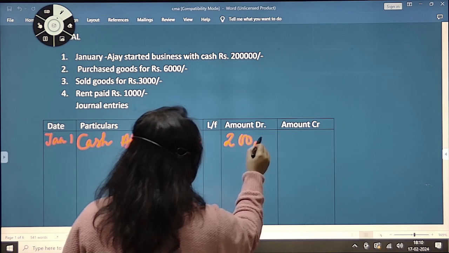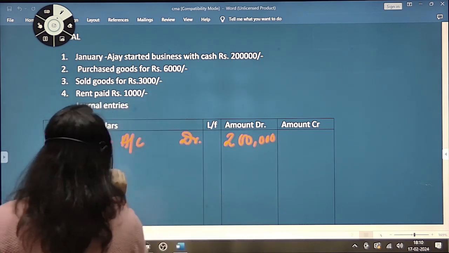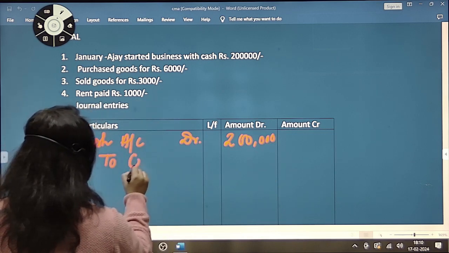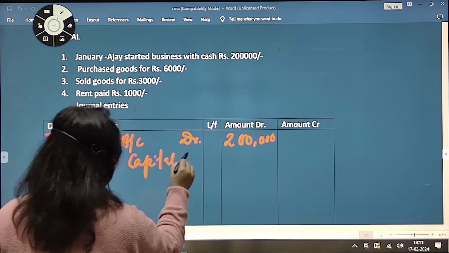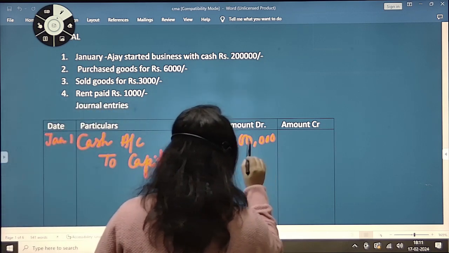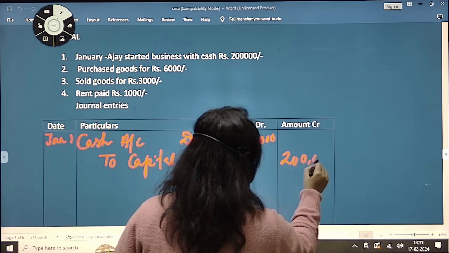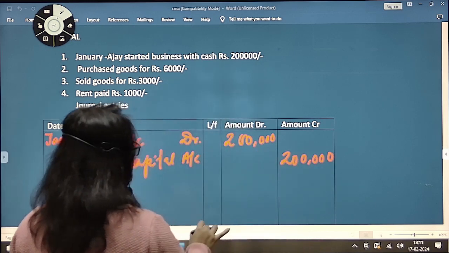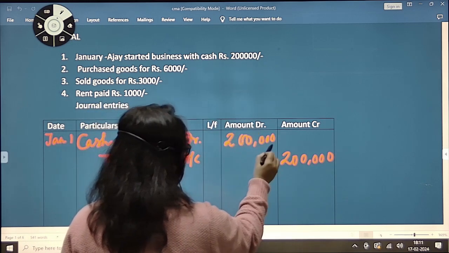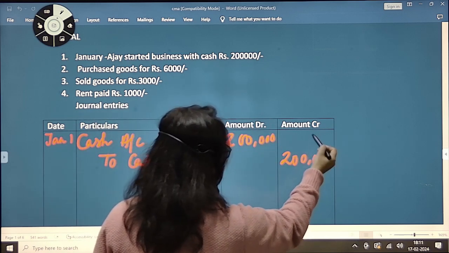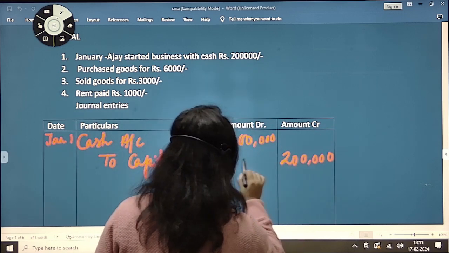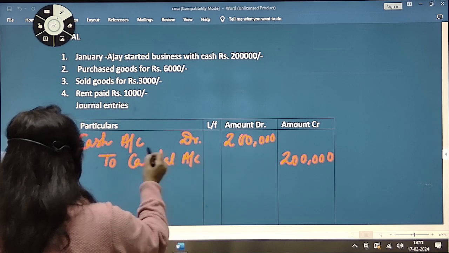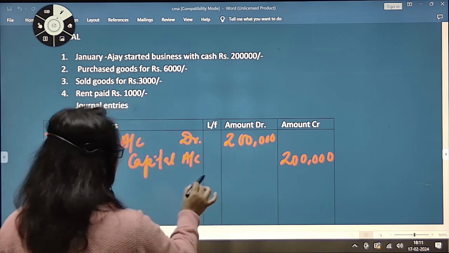That is your 2 lakhs. And the credit will be, since he has started business, what? Capital. Yes, capital account. We will write this one in the credit column. The students who are non-commerce students, see it carefully: debit amount we write in the debit column, and credit amount we write in the credit column. So the first journal entry is cash account debit 2 lakhs, to capital account 2 lakhs.